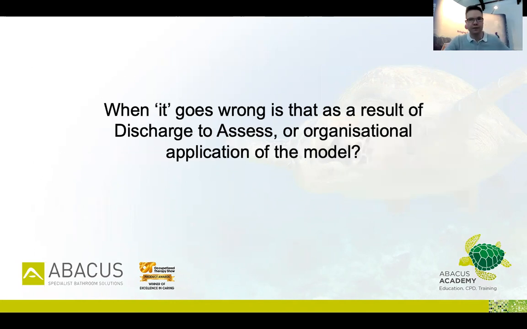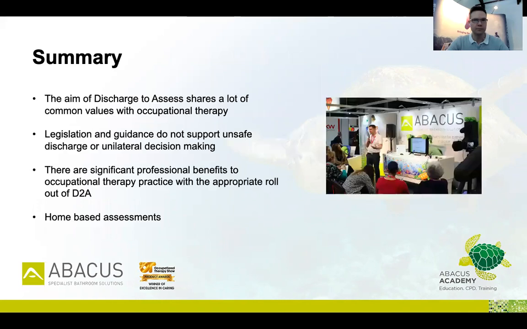And that just reinforces that. So when it goes wrong, is it actually as a result of discharge to assess, or is it an organizational application of the model?